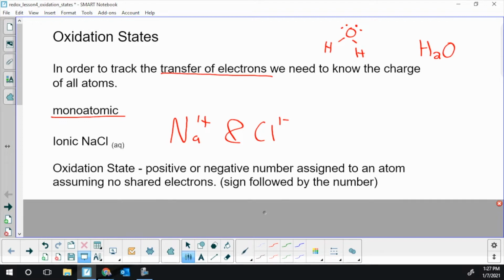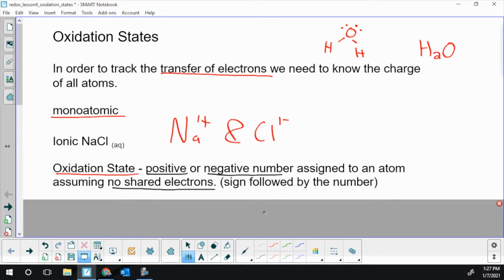So what is an oxidation state? Okay, it is a positive or negative number. And notice I didn't say charge, okay, because it's not a charge. It's either a plus or minus number assigned to an atom under an assumption. We're going to assume that there's no shared electrons. Okay? We're going to take those shared ones and push them to an atom.